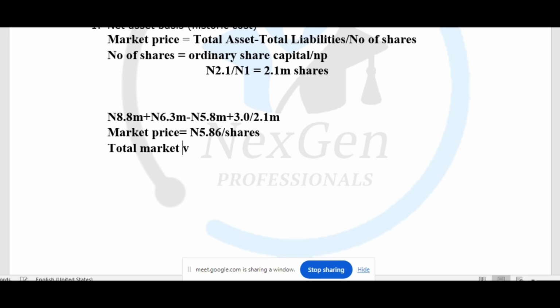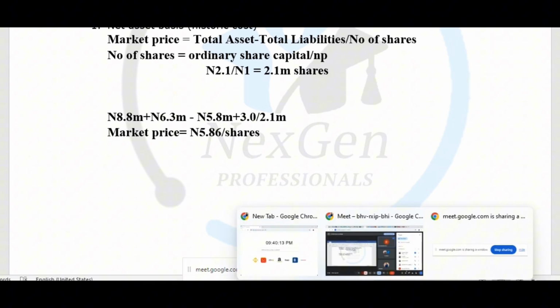They didn't tell us to determine the total market value actually. But when you want to determine the total market value, this is what you use. This should be three naira per share. Please check. Someone should confirm. 5.8 and 3.0 should be together. This is division. 8.8 plus 6.3, class, that's 15.1.